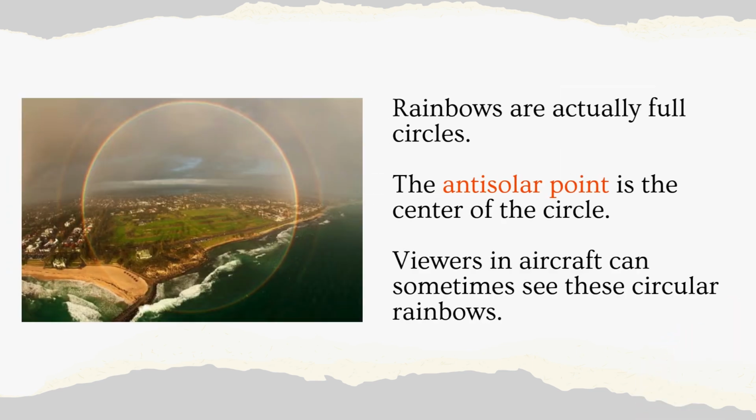Rainbows are actually full circles. The anti-solar point is the center of the circle. Viewers in aircraft can sometimes see these circular rainbows.